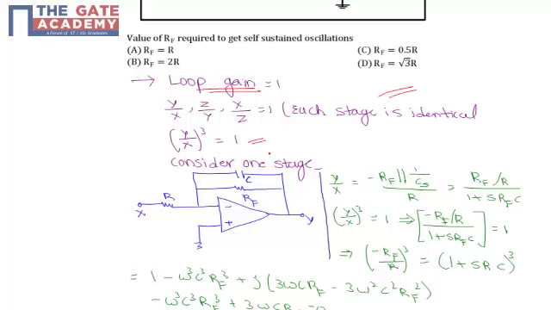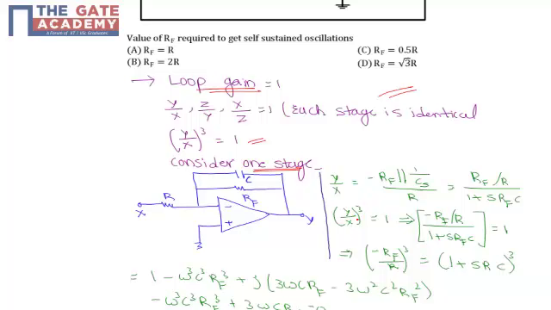Now consider only one stage, that is a single stage. We'll take this as point X and this as Y, with resistance R, and the positive terminal of this op amp is grounded, with RF and C. So Y by X will be equal to minus RF, in parallel with 1 by CS, and the whole divided by R, which equals minus RF by R times 1 plus S RF C.